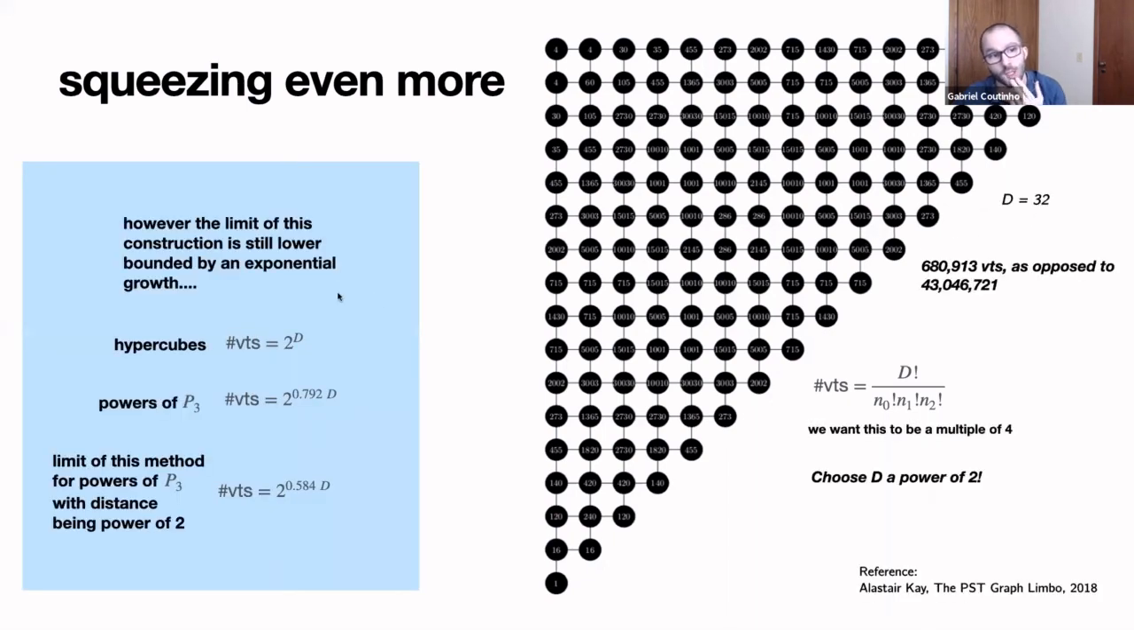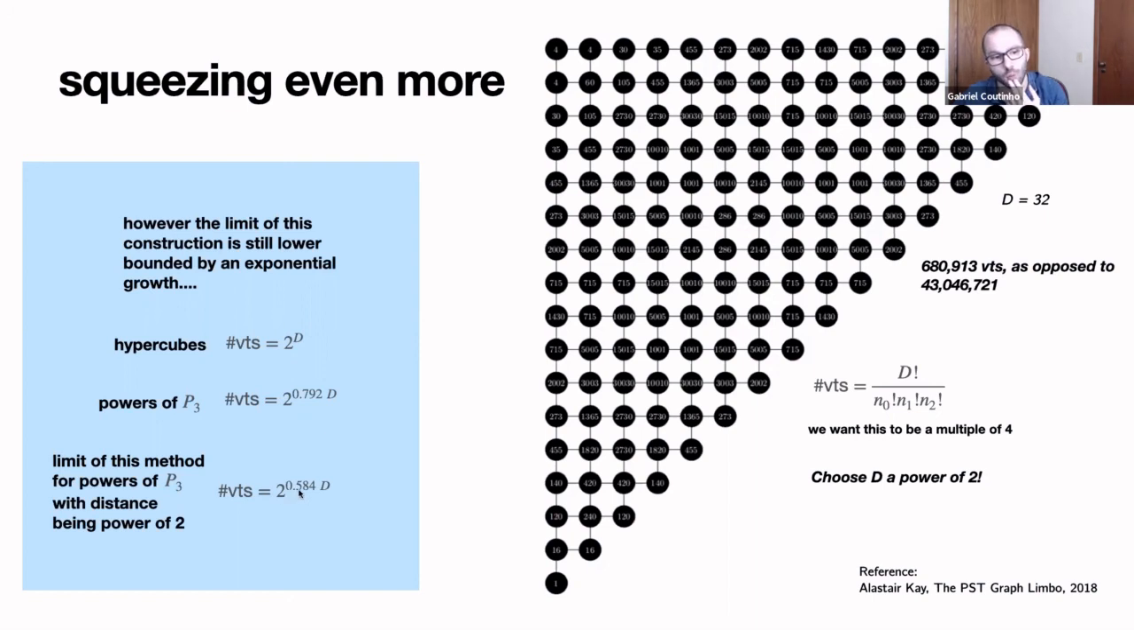Okay. So he actually discusses that the limit of this construction is still lower bounded by an exponential growth. So for hypercubes, the number of vertices is 2 to the d, where d is the distance. For powers of P3, the number of vertices is 2 to the 0.792d. Actually, if you put d equals 32 here, that's basically the number you get. It's not exact, but you get something very close to 43 million. And the limit of this method, by taking powers of 2 and dividing blocks by 4, gets you the best possible, which is still again an exponential.